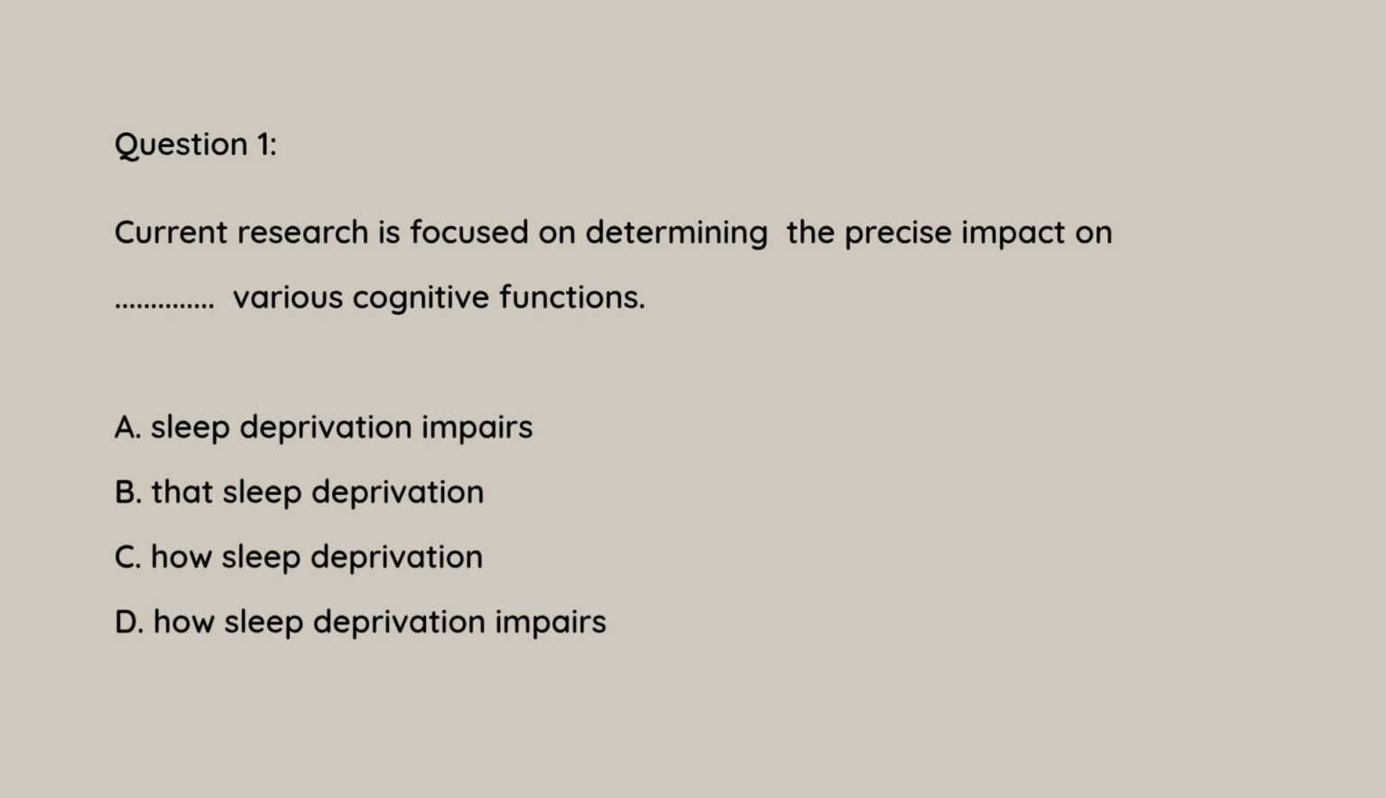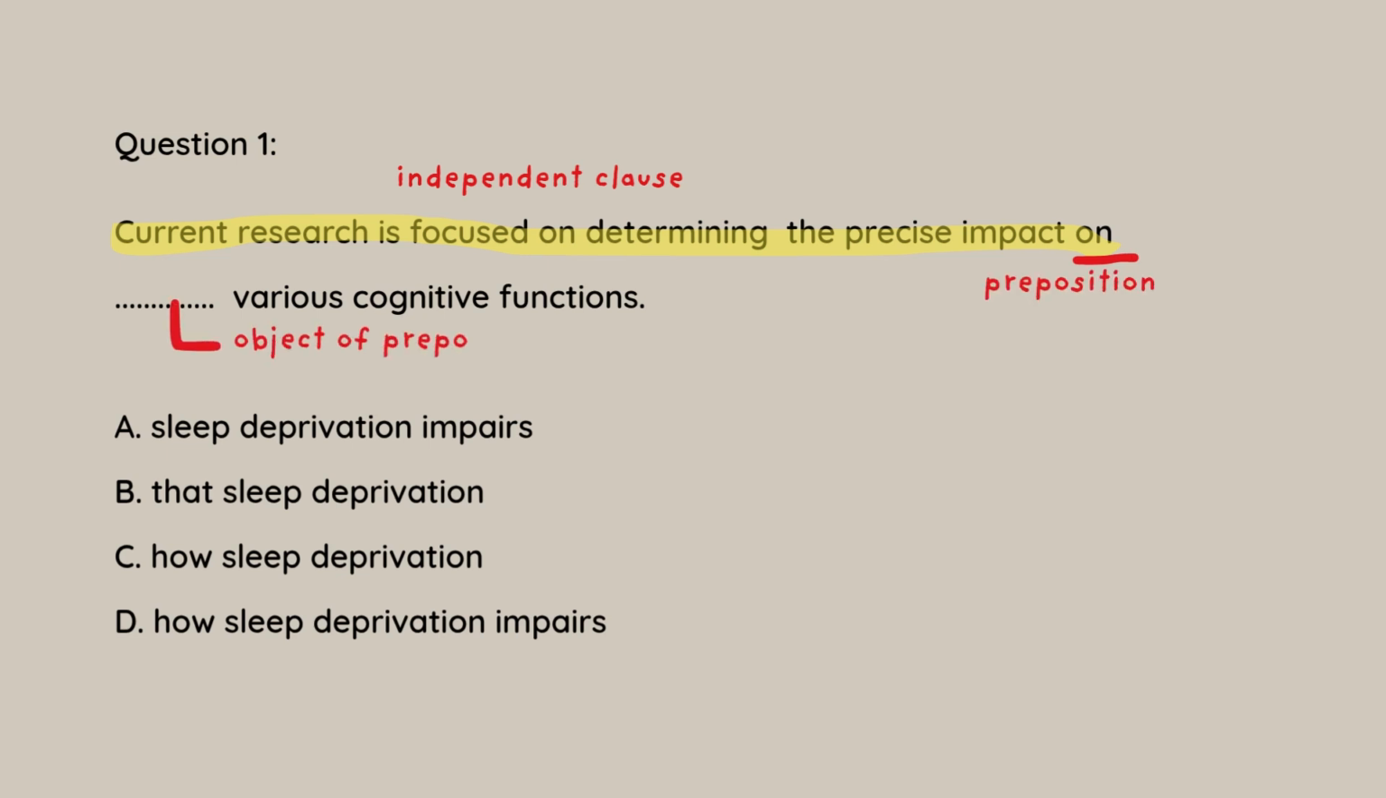The independent clause is, current research is focused on determining the precise impact on. The key word here is the preposition on. Prepositions need an object to complete them. The object of the preposition on is not a single word. It's the entire idea that follows. This means we need a noun clause to act as the object of the preposition. Remember that a noun clause consists of a connector, a subject, and a verb.